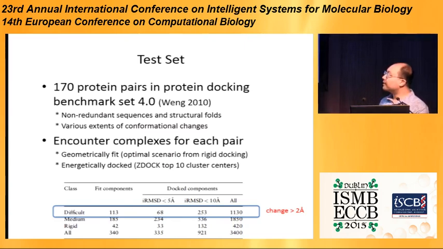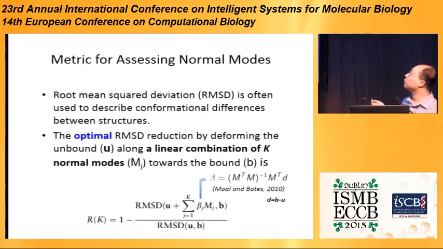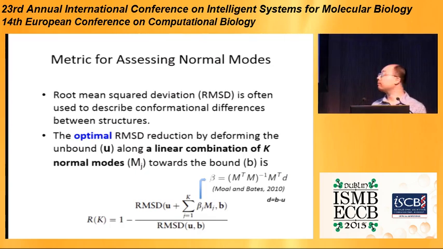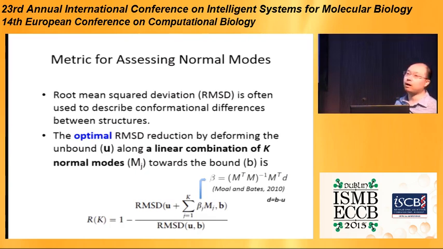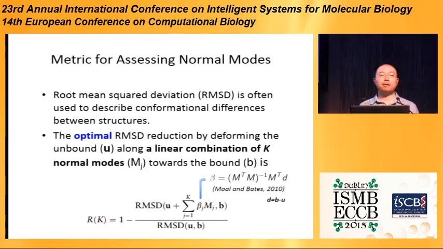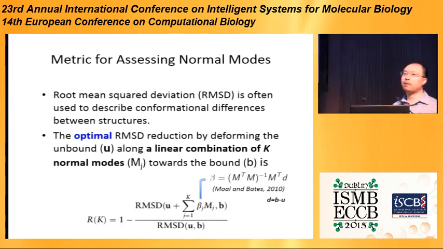So how do we assess how good the normal modes are? Between unbound and bound proteins, the difference is usually captured by the so-called RMSD. So starting from the unbound structure, if I deform the unbound structure along a linear combination of the top K normal modes, how close can I get to the bound?